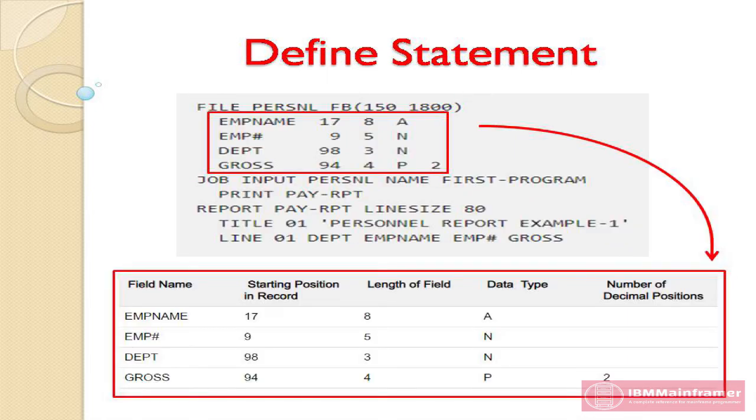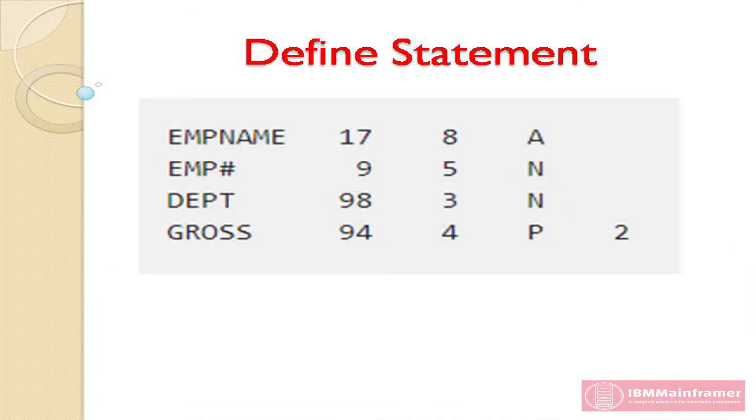When describing a field, you must identify its name, starting position in the record, length, type, and the number of digits to the right of the decimal point. The components must be coded in the order that is shown here, and the components must be separated by spaces. In our code example, the components are aligned vertically for readability, although alignment is not required. Let us see each component in the define statement.